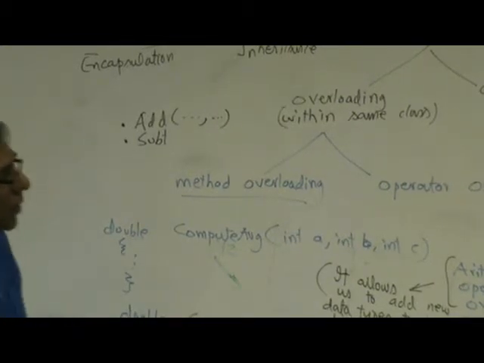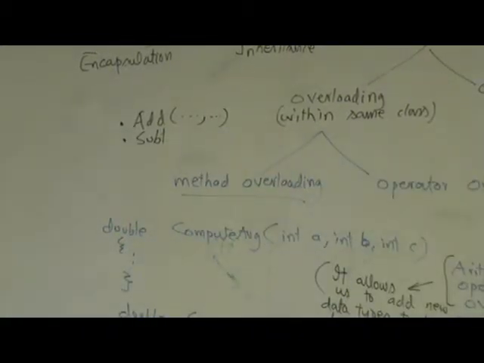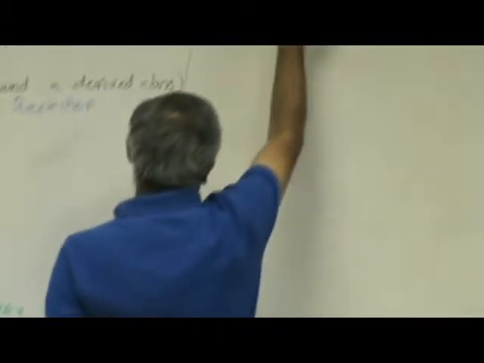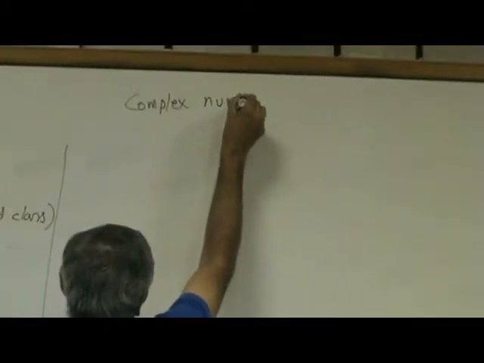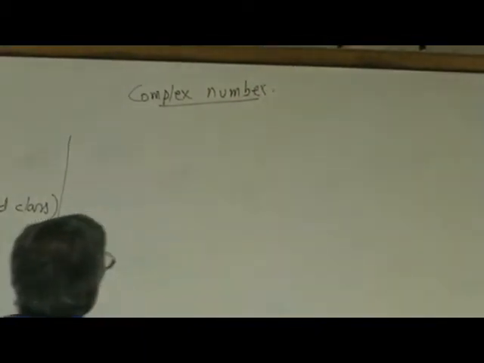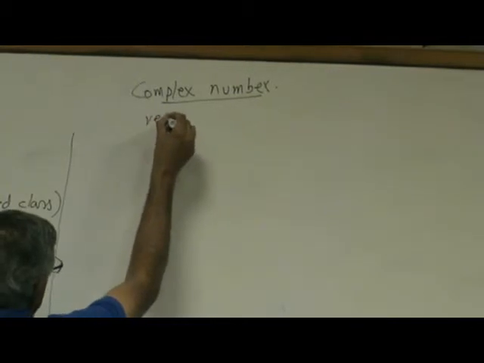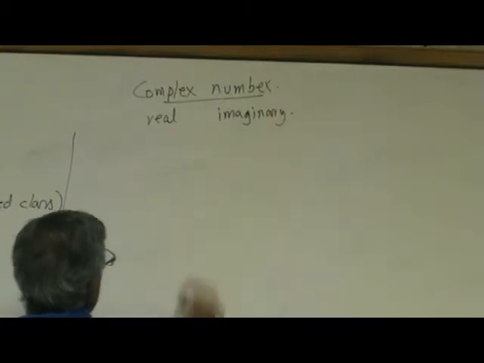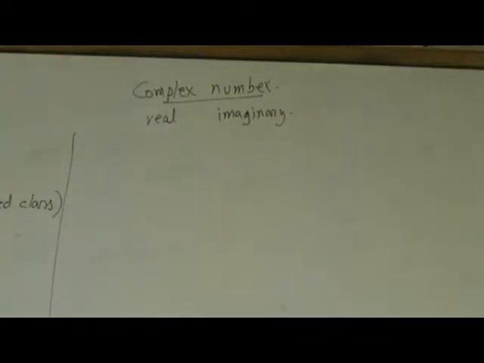So anyway, let's pick a simple example. Many of you remember complex numbers as an example, right? A complex number has a real part and an imaginary part, right? Now when we write, let's say, electrical engineering or physics or any scientific problem, we often run into the need for complex numbers.